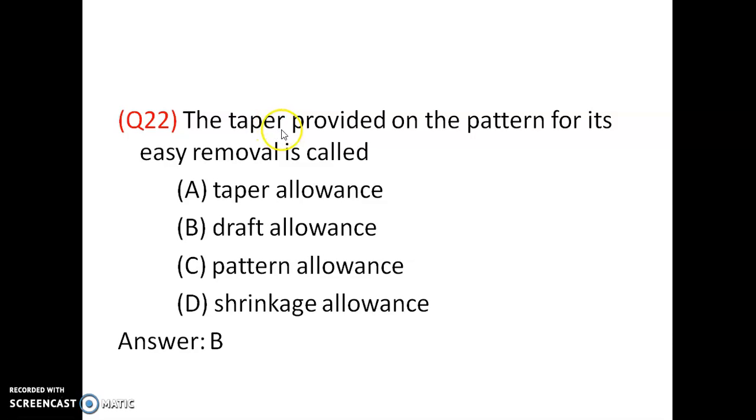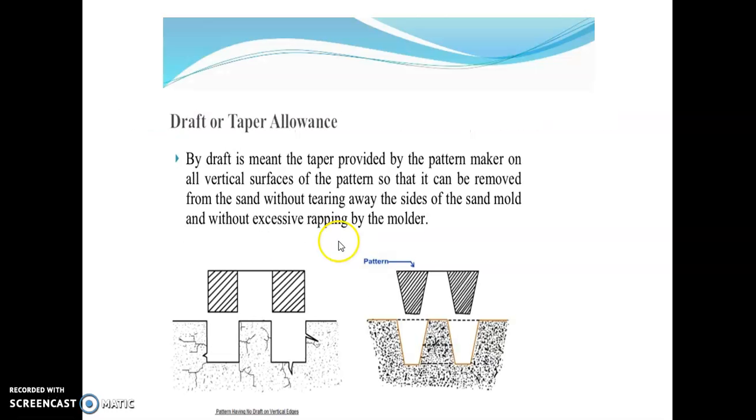The taper provided on the pattern for its easy removal is called. Options: taper allowance, draft allowance, pattern allowance, shrinkage allowance. The taper provided on the pattern for its easy removal is called draft allowance, or taper allowance.